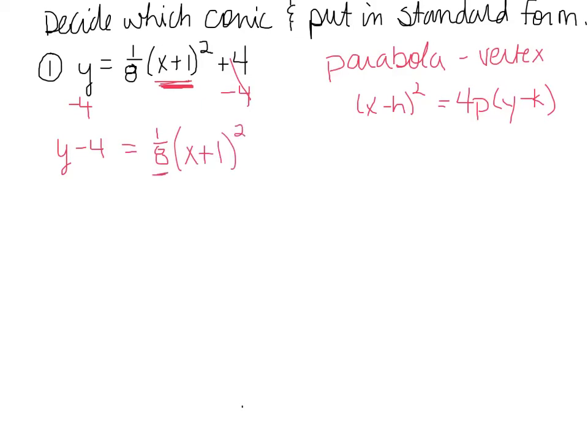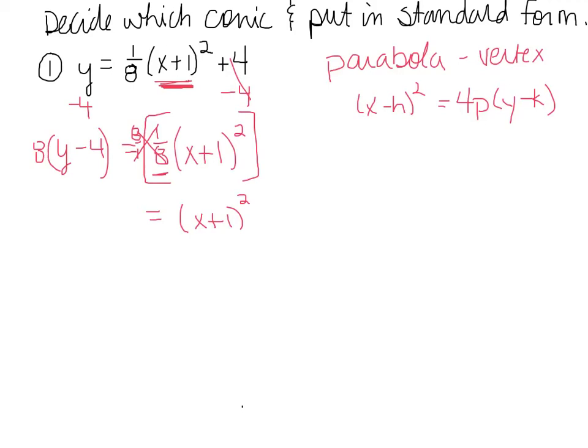Well, now we need to get rid of our 1/8. If you'll remember how to get rid of a fraction, we can't really divide by a fraction. We're going to multiply by the reciprocal instead, which would be 8 over 1, which is the same thing as just multiplying by 8. That's going to cancel off your 1/8. So over on the right side, you'll have x plus 1 squared.